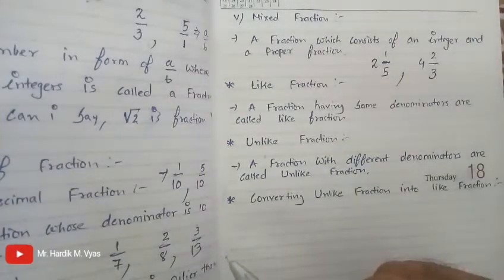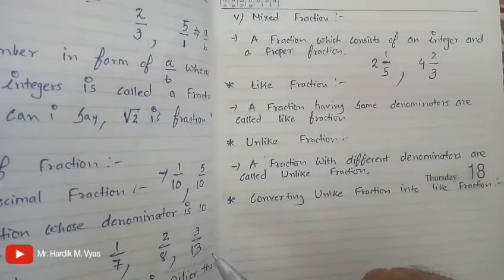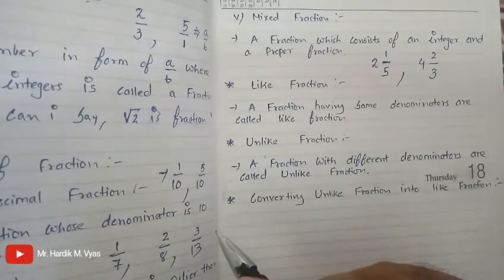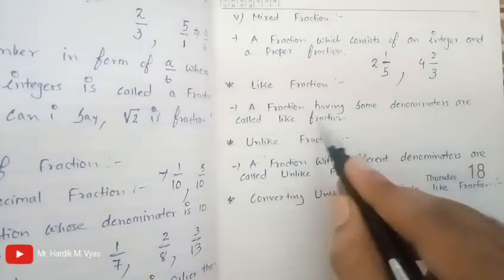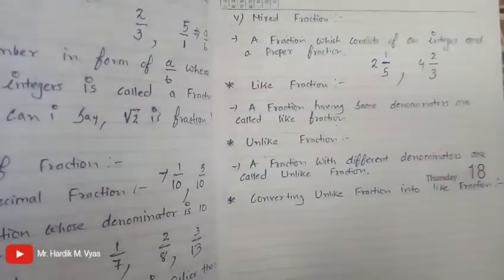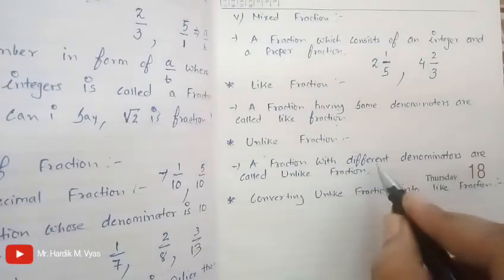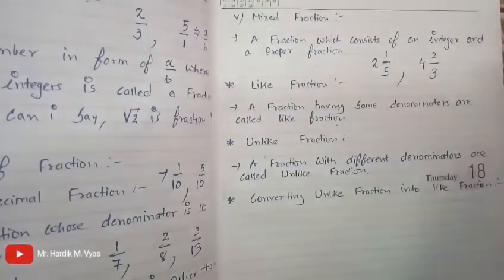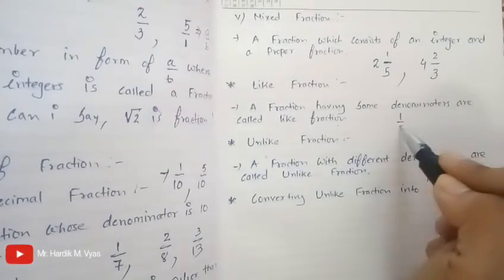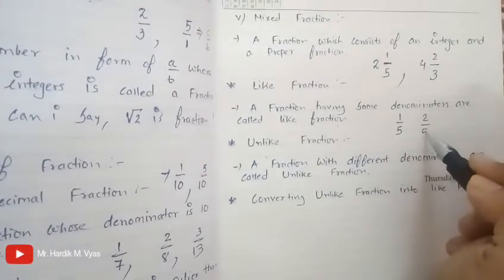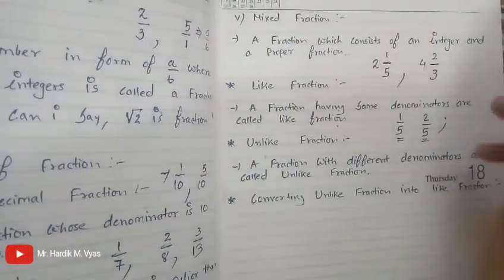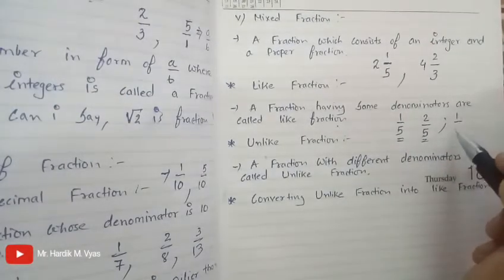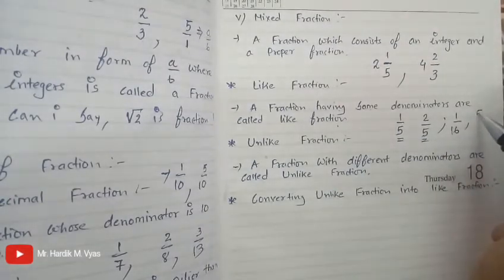Now we will discuss some more types: like fractions and unlike fractions. See, this is a very important topic. Fractions having the same denominators are called like fractions. Otherwise it becomes unlike fractions. Fractions with different denominators are called unlike fractions. If I say 1 upon 5 or 2 upon 5, these are like fractions, because here you can see that the denominators are the same. You can take any numbers, 1 upon 16 or 5 upon 16.